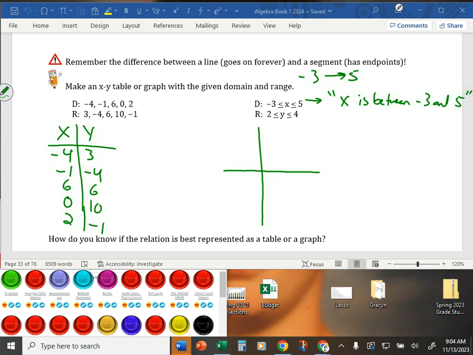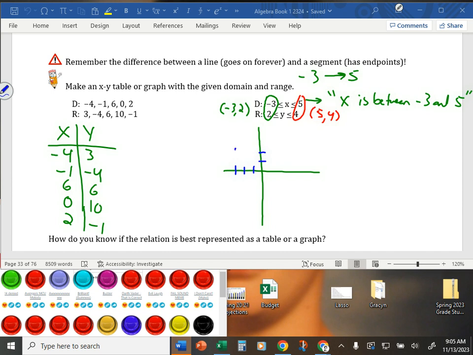And what you can do here to help you, you know that the domain of this goes from -3 to +5. You know the range goes from 2 to 4. So if you take the low value of each of them and think about that as an ordered pair, -3, 2. -3 is the x because it comes from the domain. 2 is the y because it comes from the range. And then if you take the high value of each of them and think of that as an ordered pair, again, 5 is the x, it's from the domain. 4 is the y, it's from the range. You're going to get your segment.